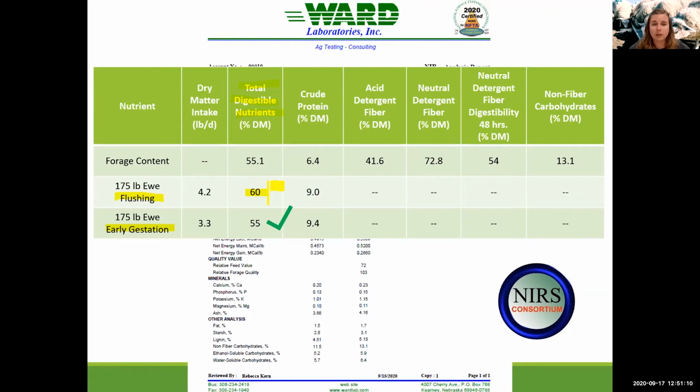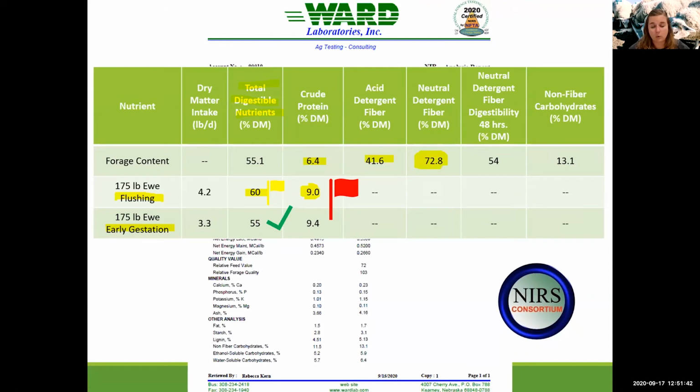So now let's take a look at our protein, 6.4% crude protein. So we know that's not going to be meeting requirements. And when we're looking at that 6.4, that's basically 3 percentage points off of 9. So about a third of her protein that she needs is missing. So we are definitely going to be needing to do some protein supplementation there. So then I look at these fibers, 41.6% and 72.8.